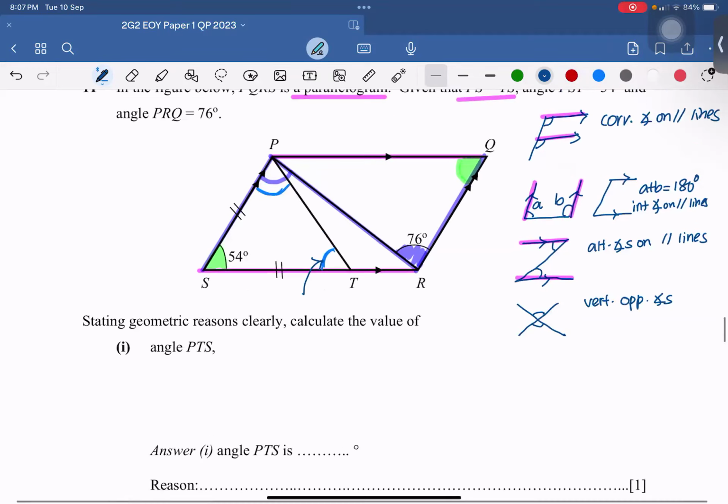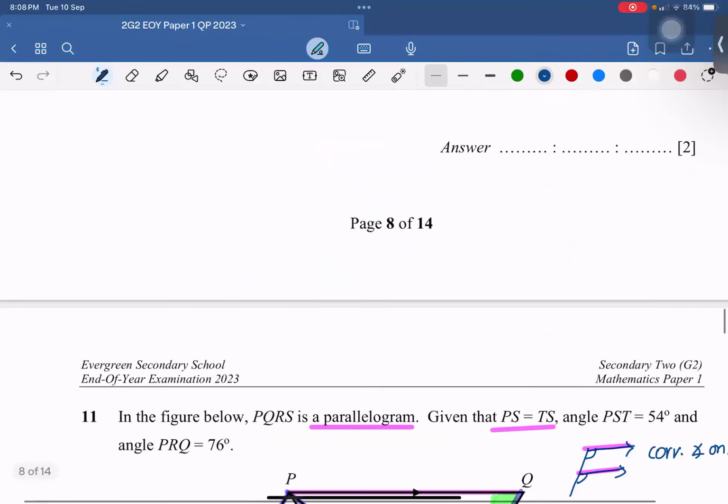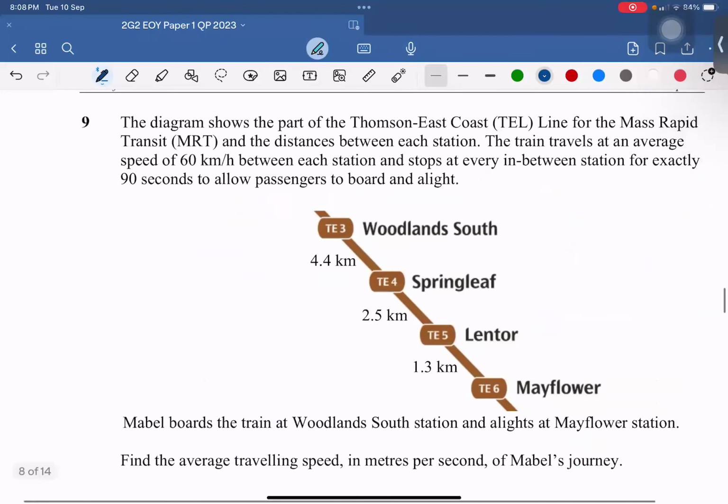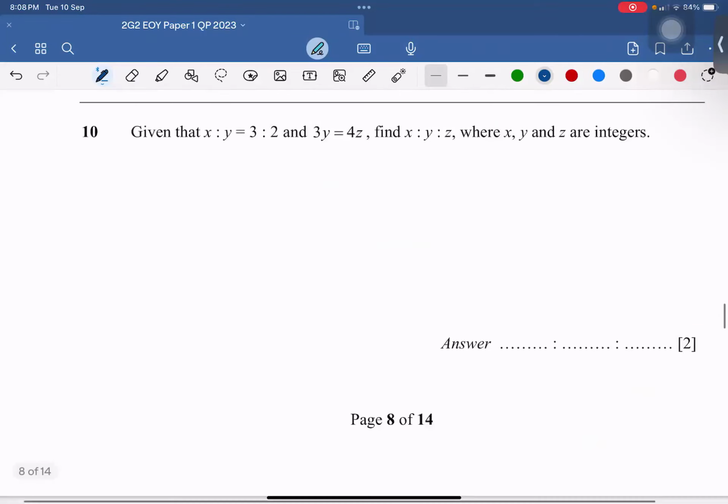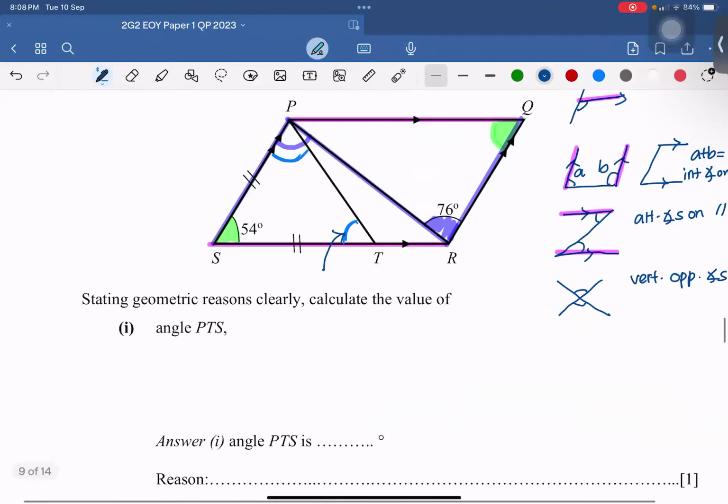2023 paper 1. This one, we did this question in class already. You got the hard copy of the paper. If you don't have the hard copy, you do the soft copy and you show me tomorrow.